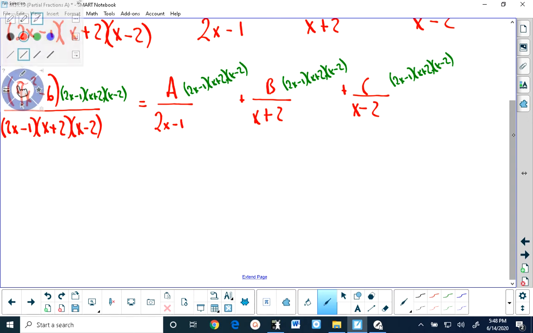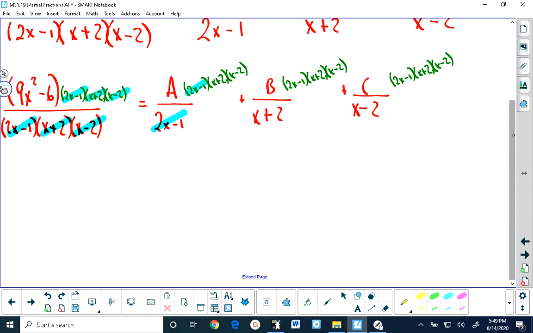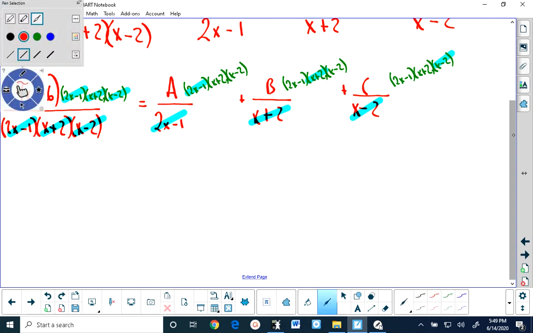So what is canceling is the 2x minus 1 and the 2x minus 1, the x plus 2 and the x plus 2, the x minus 2 and the x minus 2. When I get to the other side, the 2x minus 1 cancels with the 2x minus 1. The x plus 2 cancels with the x plus 2. And the x minus 2 cancels with the x minus 2. Which means that what we have left is the following.